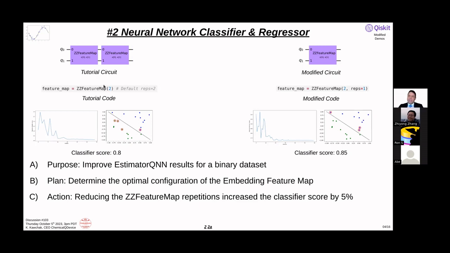But the key in these is to really understand these single pages that have, say, RealAmplitudes and ZZFeatureMap, because this is where you can make a lot of the changes that can help affect performance in your models.